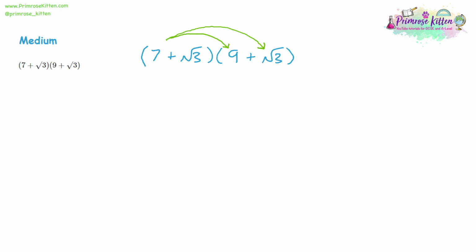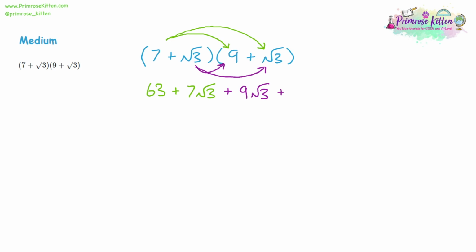So 7 times 9 will give us 63. And 7 times root 3 will give us 7 lots of root 3. Now we've multiplied the 7 by both terms in the other bracket. We'll do the same thing with the root 3. So we have to multiply it by the 9 and multiply it by the root 3. So root 3 multiplied by 9, again, we can't do it, let's just leave it like that, 9 multiplied by root 3. And then root 3 multiplied by root 3.